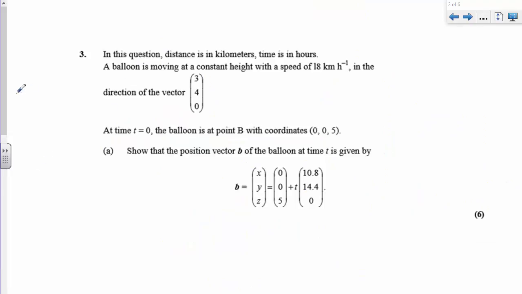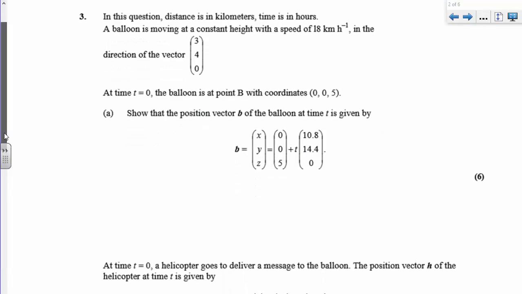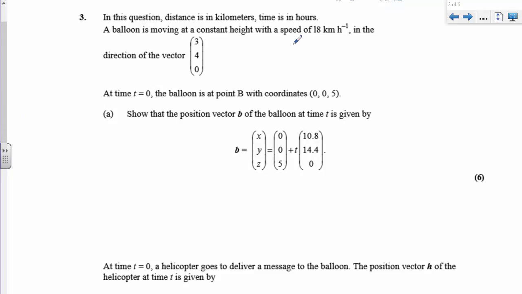Boom. All right, awesome. Number 3, this is a vector question. You will get a question very similar to this on the exam, as it's already been made. I will tell you that up front. In this question, distance is in kilometers and time is in hours. A balloon is moving at a constant height. Okay, constant height, that's important. It means it's not going up or down. It's staying at a level height above the ground, and it's moving, which means it's probably moving horizontally with the speed of 18 kilometers per hour in the direction of some vector.